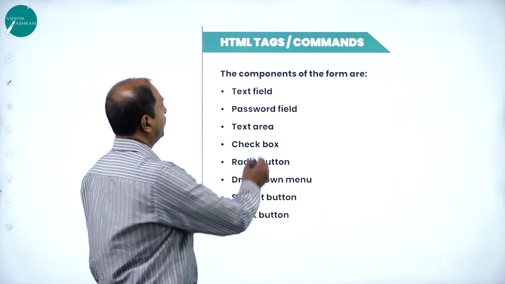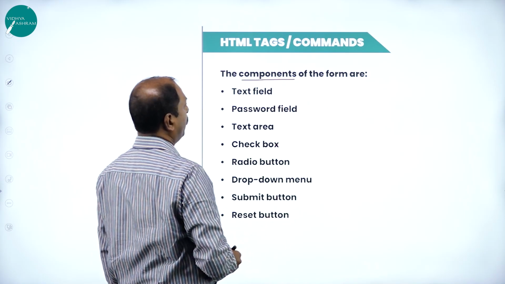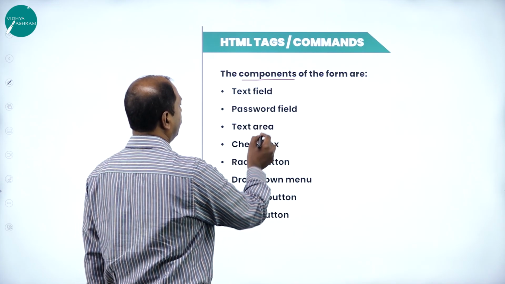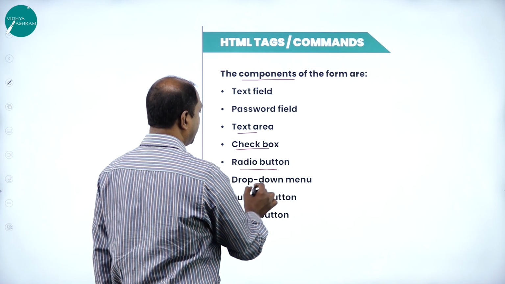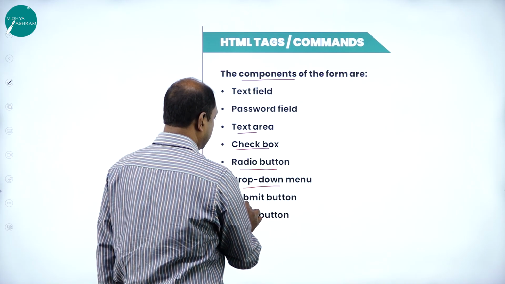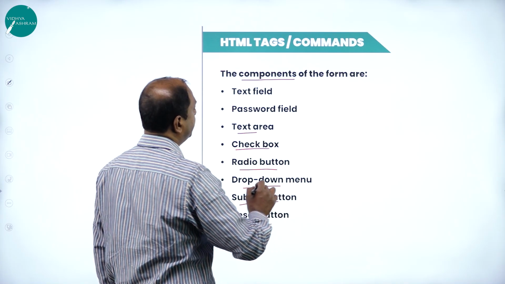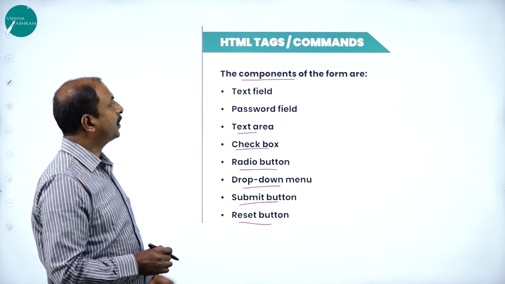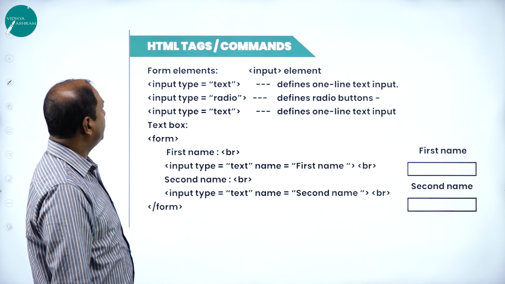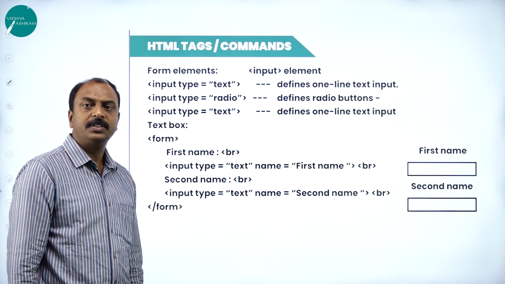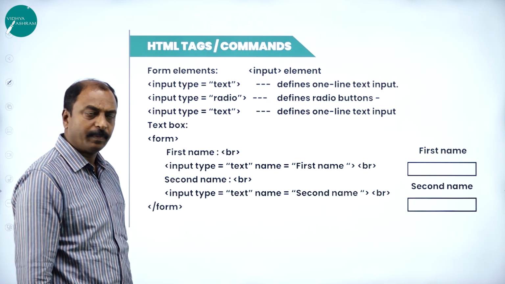Now let us see different components of an electronic form: text field, password field, text area, checkbox, radio button, drop down menu, submit button, and reset button. See, these are different components or different elements of an electronic form. Now let us see the syntax of all these elements or components one by one.